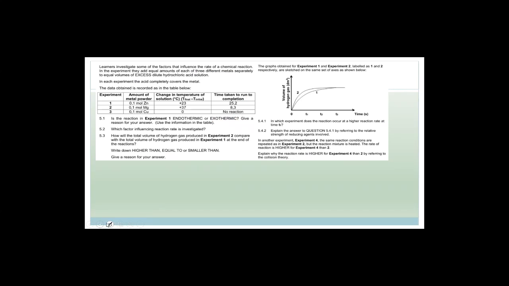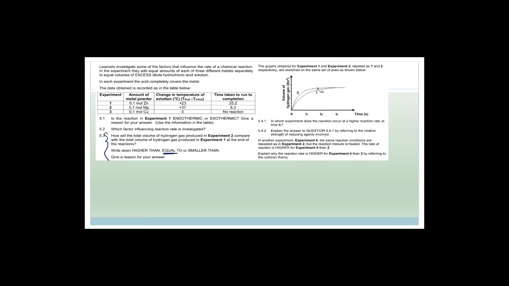Okay, let us now look at question 5.4, which is on the right-hand side here. It says the graphs obtained by experiment 1 and experiment 2, labeled as 1 and 2 respectively, are sketched on the same scientific axes as shown. So even if you didn't know this, do you see they've got your volume of hydrogen gas in experiment 1 and experiment 2? And do you see that the volume remains the same? So therefore, even if you didn't know why, you could have written equal to and you would have got at least one mark. So feel free to use that information that they give you, okay?